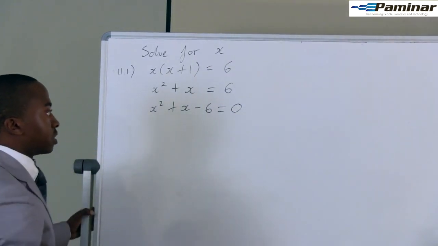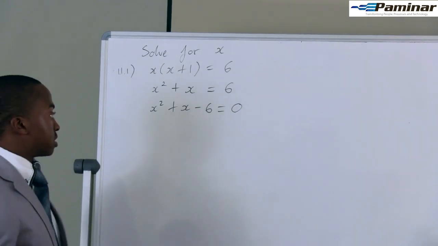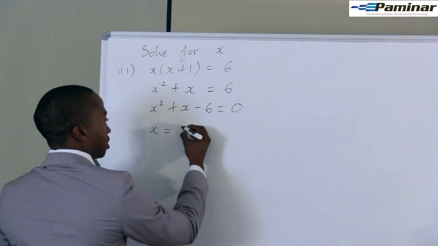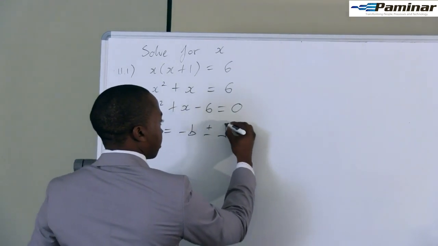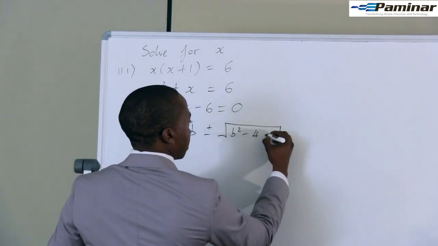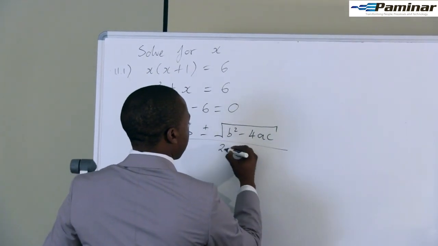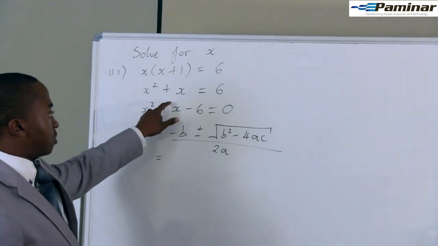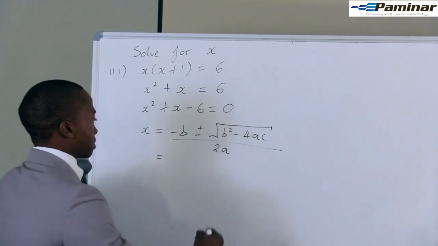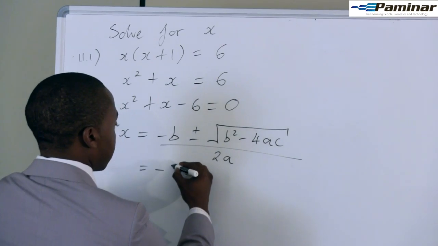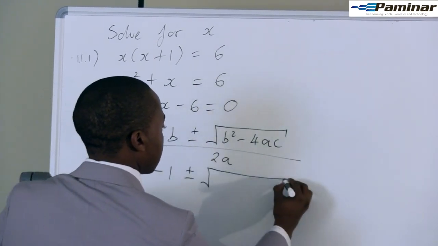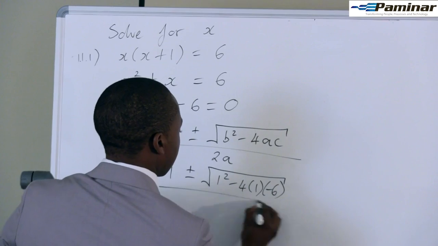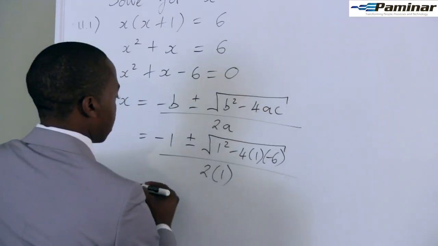The moment you're here, you're now stuck with two methods. You could either use your two brackets or you could use your quadratic formula. Let us start off by using the quadratic formula. It's minus b plus or minus the root of b squared minus 4ac all over 2a. Okay, so a, b, and c: a will be 1, b will be 1, and c will be negative 6. So we just substitute for those coefficients. It becomes negative 1 plus or minus the root of 1 squared minus 4 times 1 times negative 6, all over 2 times a, which is 2 times 1.